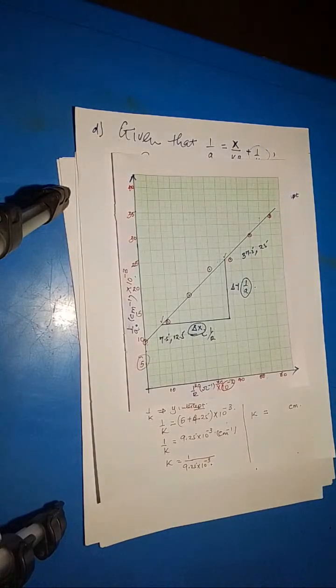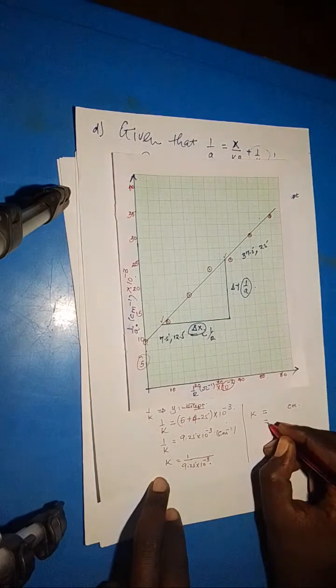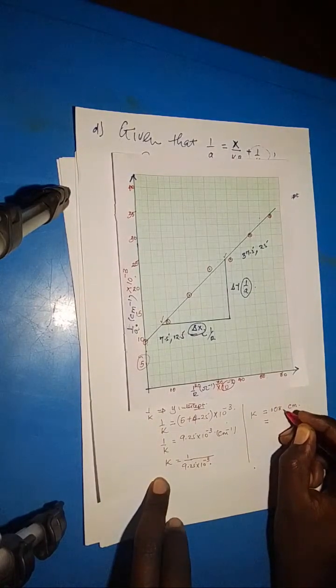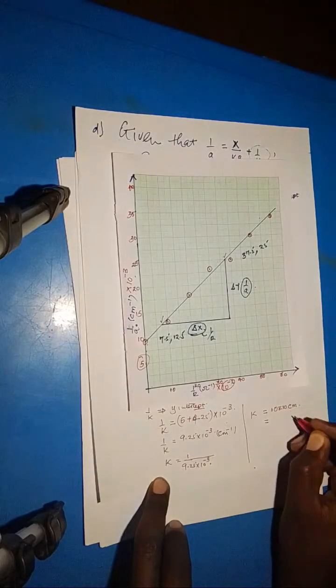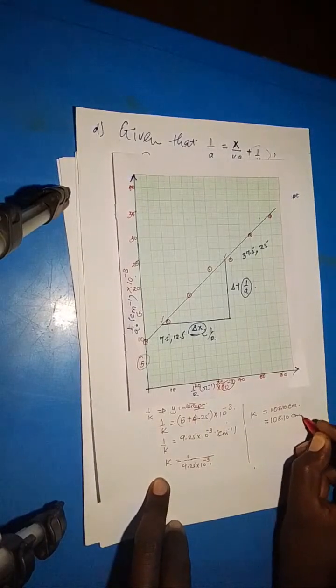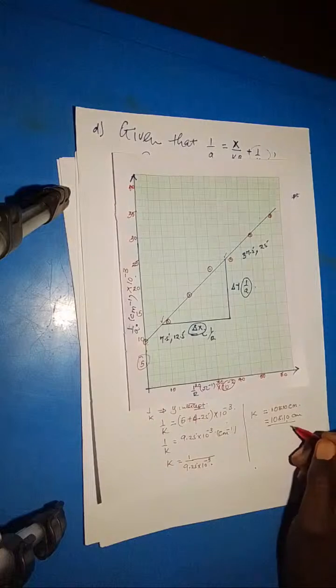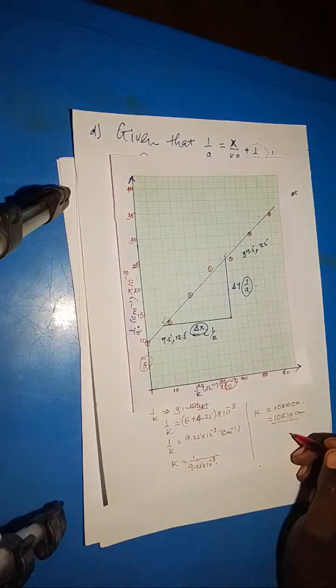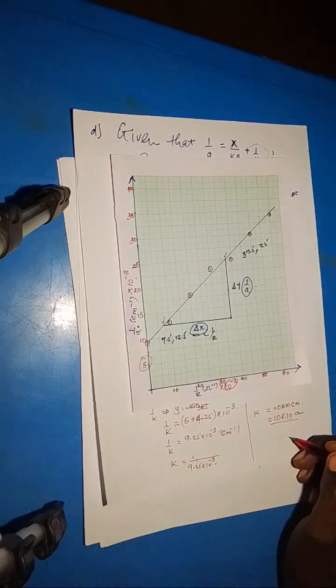Therefore, 9.25 times 10 raised to power negative 3. Then I get the inverse of it, which is 108.10 centimeters. Remember, this one can be written to 2 decimal points, even though it is in centimeters. The reason being it is from calculation of either multiplication or division.